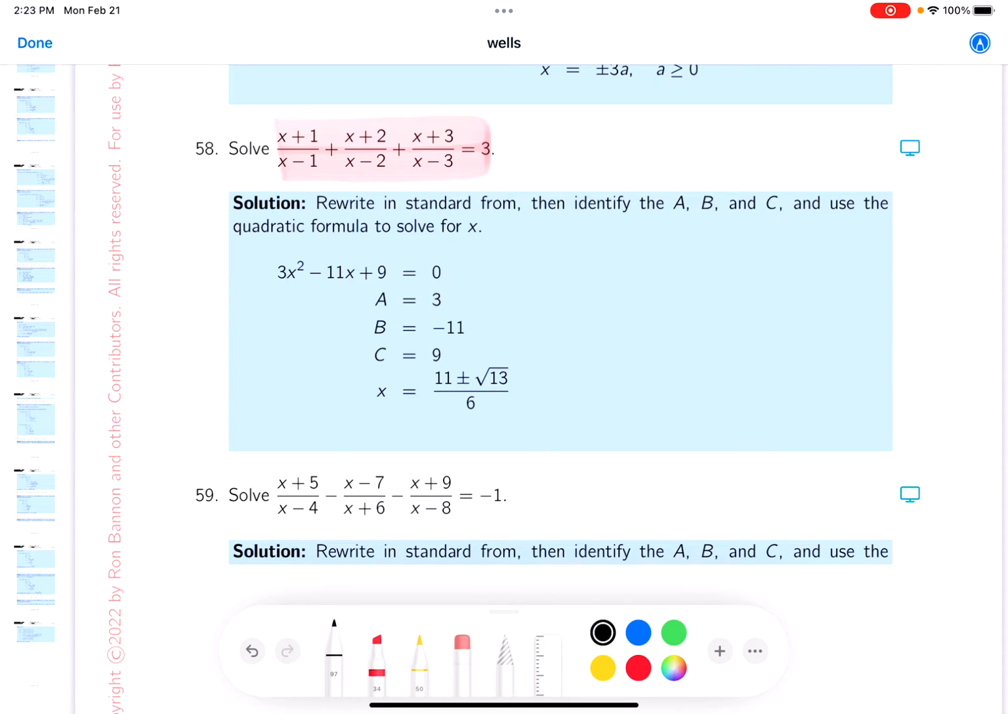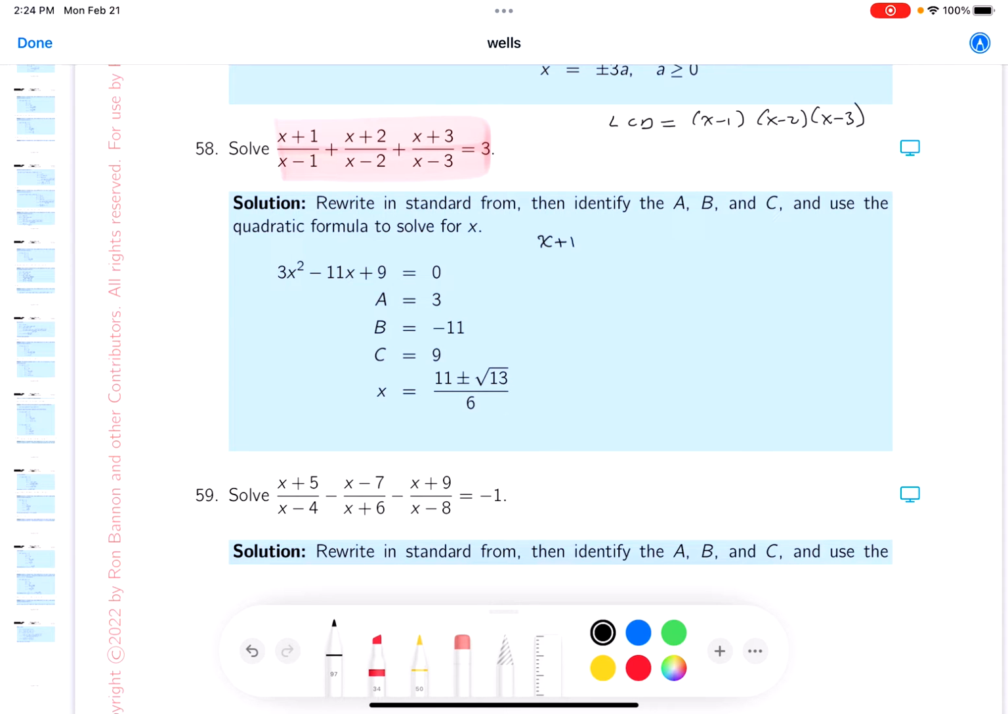Let's write this down. The LCD is going to be x minus 1, x minus 2, x minus 3. Well, let's just go through that. And I'm not going to say quickly, but we'll go through it. What do you get over here?